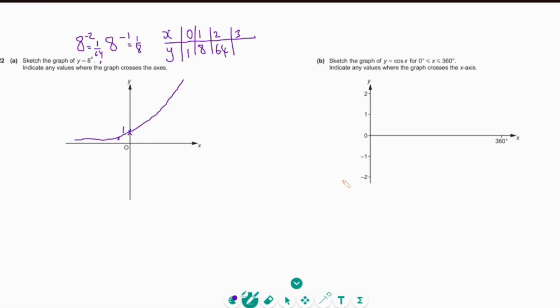Okay, your graph of y equals cos x. You should really know this one by heart. Maximum point 1, minimum point -1. Go up in 90s, so 90, 180, 270. The cos of 90 is 0. So it's a curve like this.